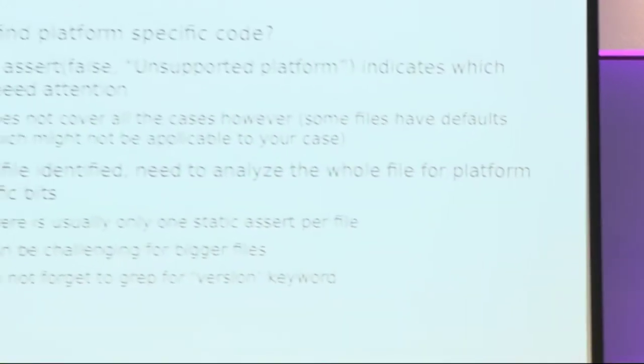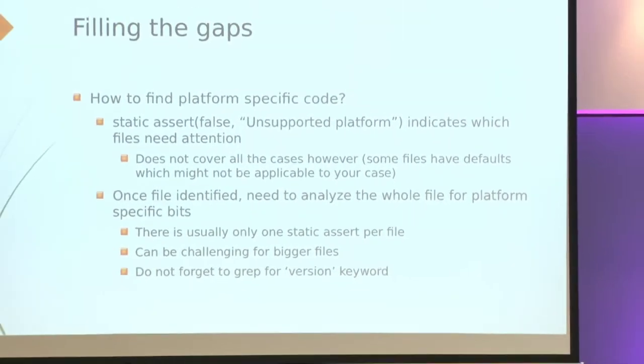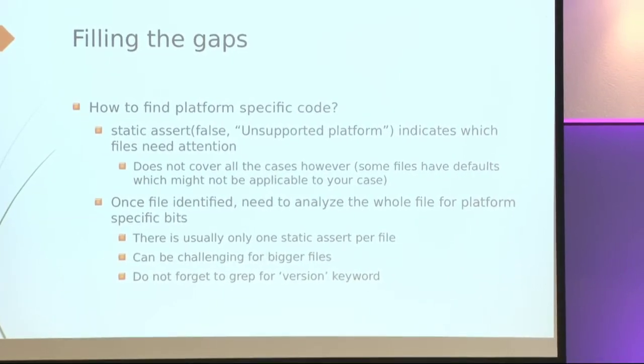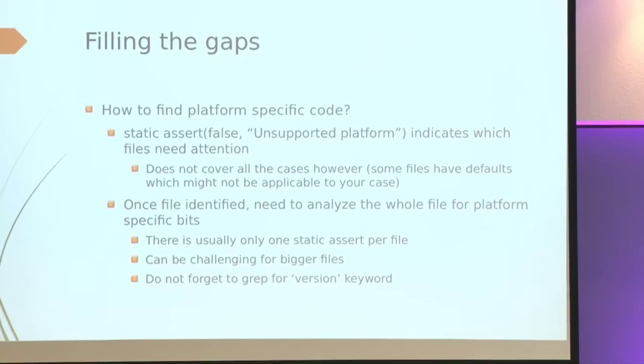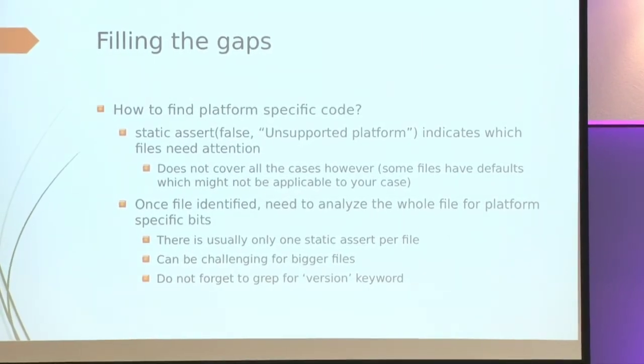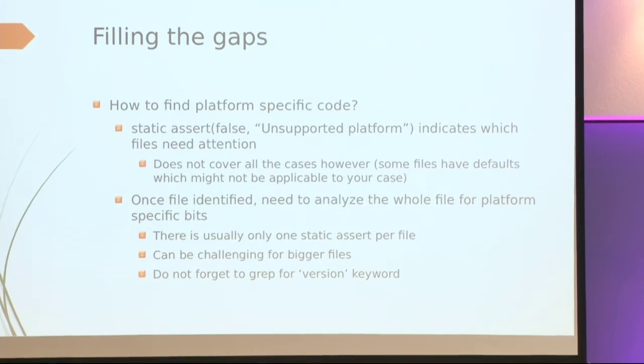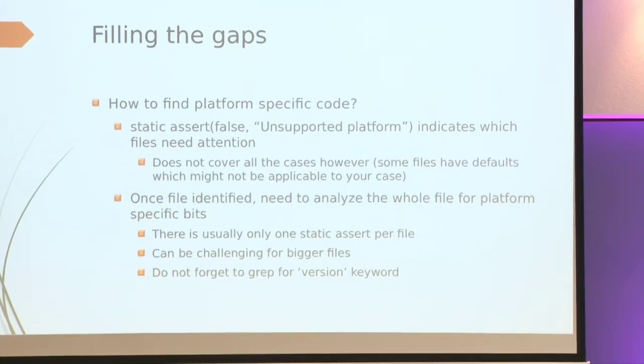A few words about the platform-specific code. In the majority of cases, when trying to compile a file, the platform-specific code contains at least one static assert for the unknown platform case. So this is the indication that the file needs your special attention, and once this file is identified, you will need to go through the whole file, line by line, to understand what needs to be done. Because there is often only one static assert per file, but many places to fill in with platform-specific code.